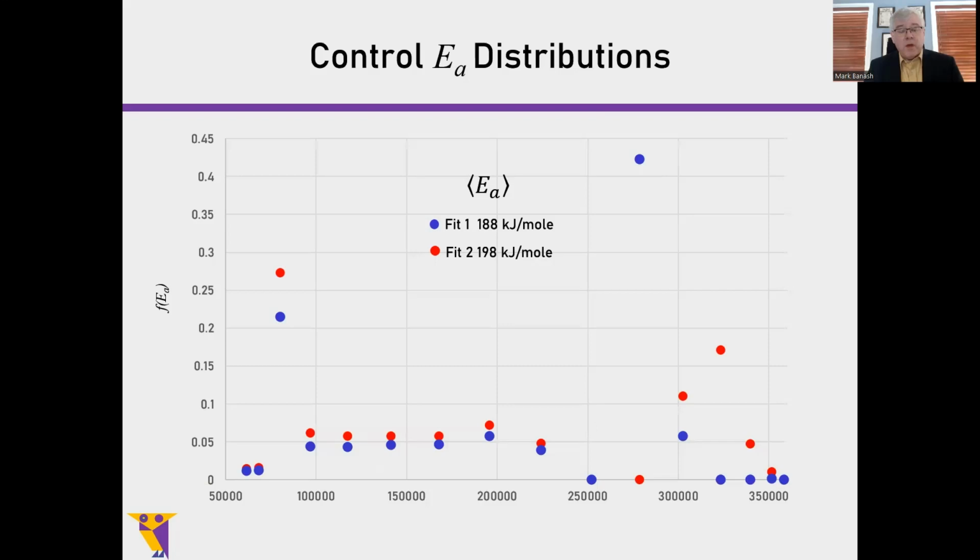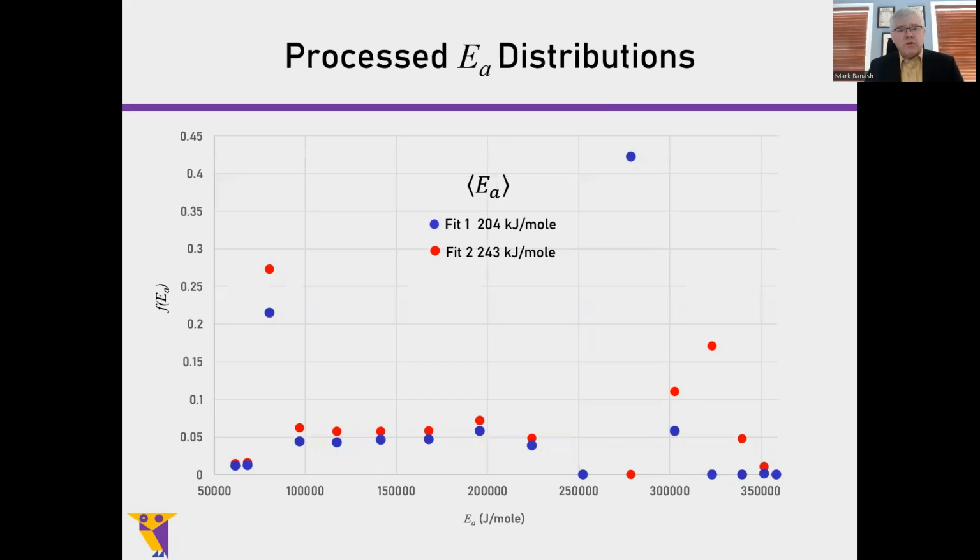And here's the control. We get a variety of activation energies with expected values of 188 and 198 respectively. But look what happens with the processed stuff. It all shifts up. Shifting up, requiring a higher activation energy, suggests that the order that was sought to be introduced by the process has occurred, at least on some level. And I will say suggests rather than proves, because there's more work, obviously, that needs to be done.